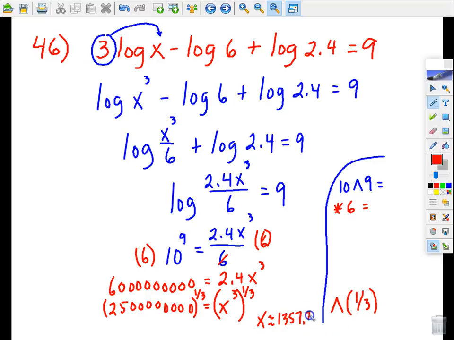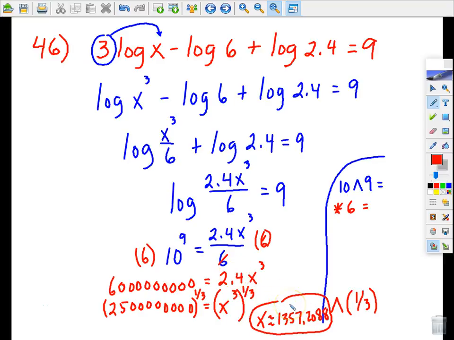Okay, and hopefully you got 1357.2088. And that ends up being our approximate answer since we rounded to the 4th decimal place. And I hope you followed that. This is a great problem to utilize all the properties and to get it to single log, then exponential form, and then it's just basic algebra that you should understand. Trying to get x by itself, multiply by the denominator first, do the division, and then the cube root. Okay, so that should be your answer for number 46.